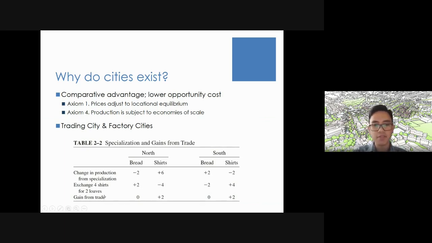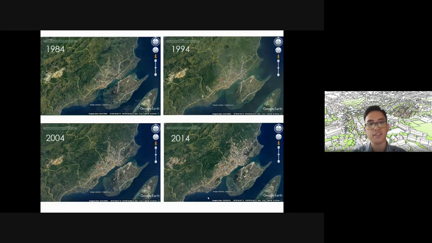And then the gain from the trade is the North City basically gets $2 worth of shirts, and they basically break even on the bread, and then the South City also gets an additional $2 worth of goods and services from the shirt. So basically it's a win-win situation. And then the zero here is the zero accounting profit, which I mentioned earlier.